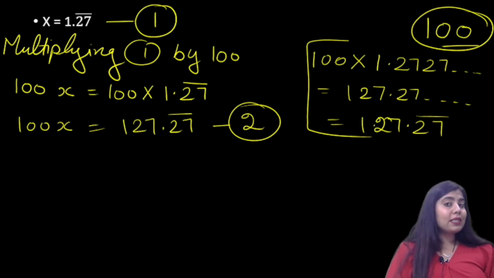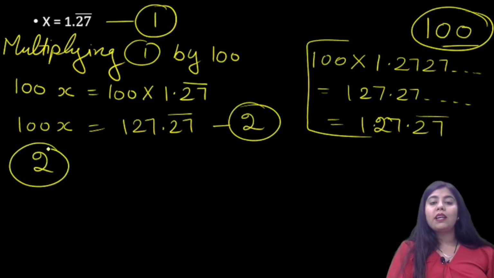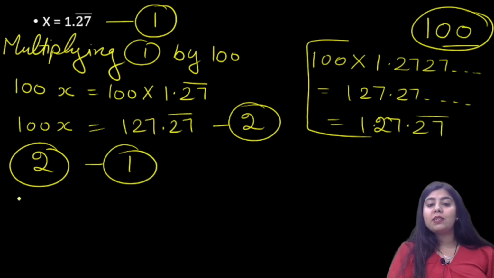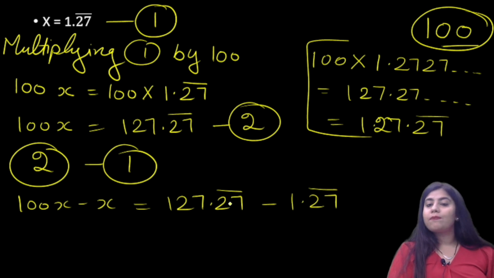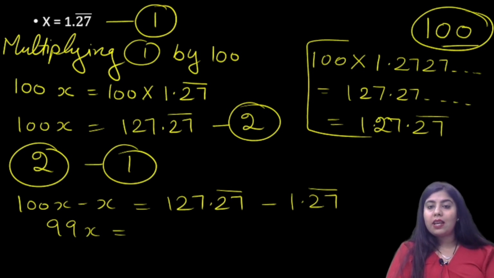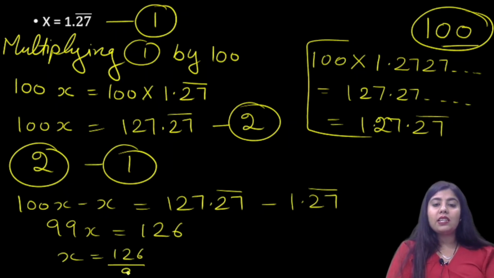Now the next step, you just have to subtract equation number 1 from equation number 2. Directly write 2 minus 1. 2 minus 1 means 100x minus x equals 127.27 bar minus 1.27 bar, right? It is 99x equals, when you subtract 1.27 bar from 127.27 bar, you will get 126, and x equals 126 upon 99.